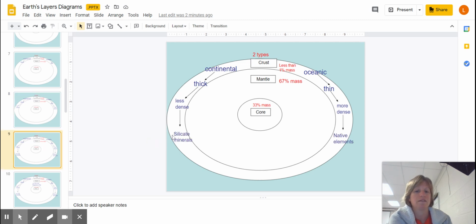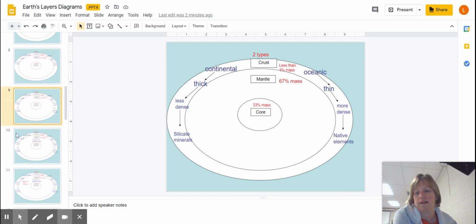So continental crust is made of silicate minerals. You remember silicate, right? Quartz, that clear pointy crystal, where oceanic crust is made of more dense native elements. Now, native elements are things like iron, copper, and lead, and those things are non-silicates. Okay, so you're like, geez, Mrs. Ficus, there's a lot on this little skinny layer, just because we know the most about it.